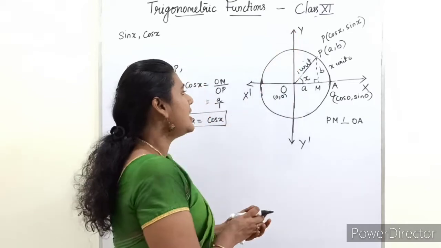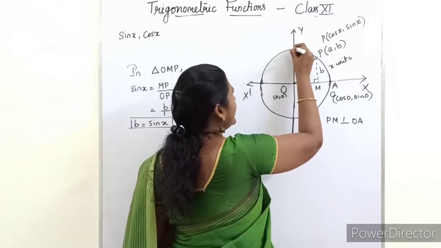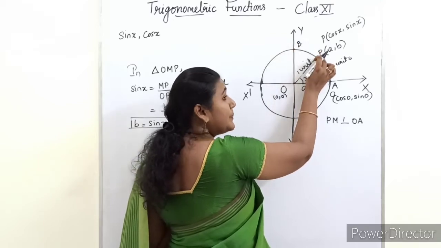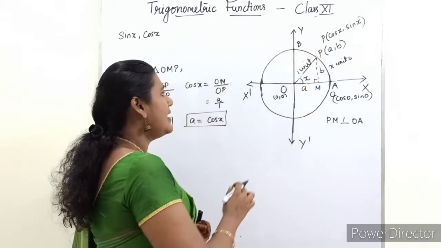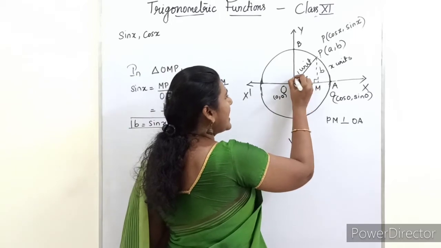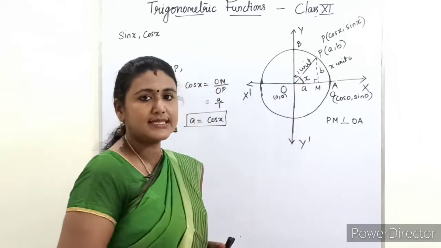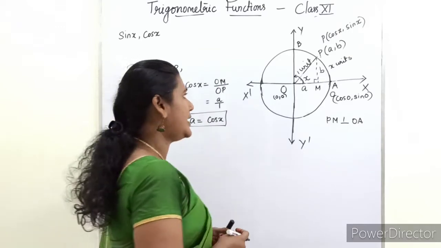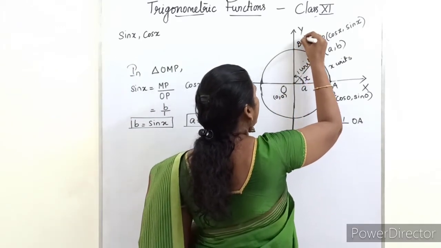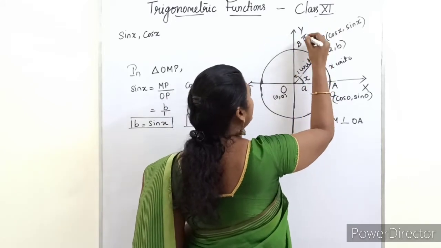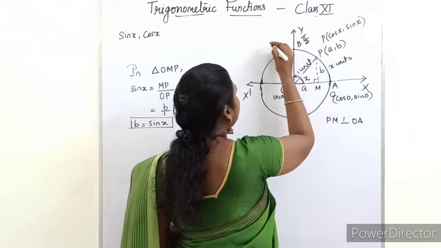Now if the line OP, if the angle increases and it coincides with the y axis, this point I will denote as B. If the point P coincides with B, then this angle is 90 degrees, that is pi by 2 when you represent this in radian measure. So at B, the angle is pi by 2. So what are the coordinates of this point B?